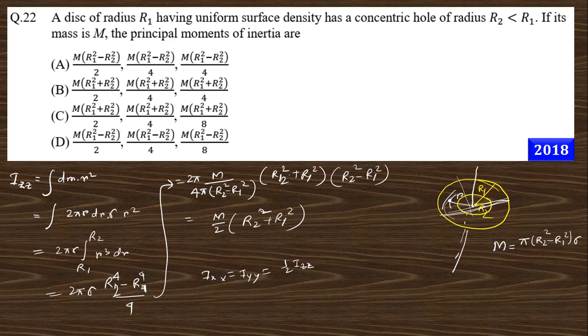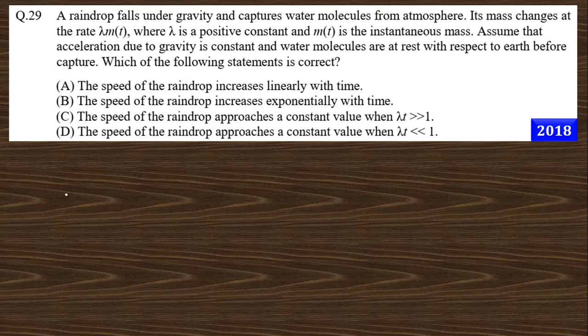Just use the parallel axis theorem. You can say these two are identical, so the sum of this moment of inertia equals the central one, and these two are individually half of this. So this is m by 4 times r1 square plus r2 square. So one is this and the other two are this, so you can say option number B is the correct answer of this question. Go to the next one.